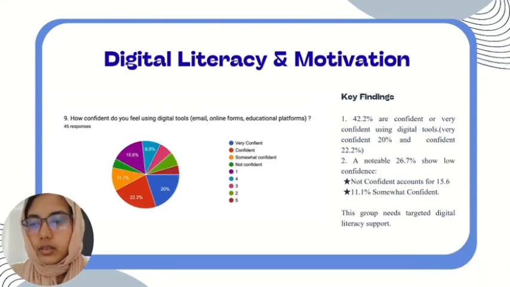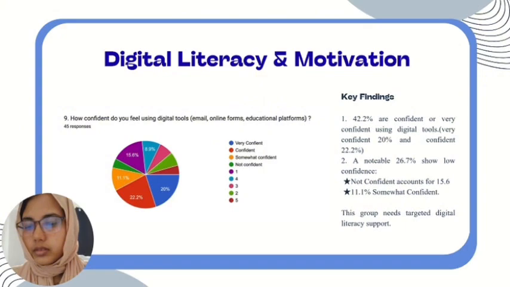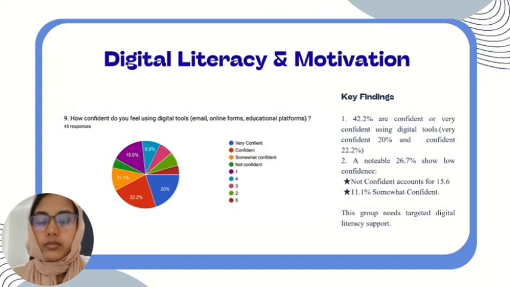So let's turn to digital confidence. Our question is how confident the respondents are with using common tools like email and online forms. So we have a solid foundation, and this shows a strong base ready to engage with digital programs. About 26.7% of the respondents report lower confidence. That means this group needs support. They might struggle without guidance or training. So while access to devices is not an issue, building confidence and digital skills is key.